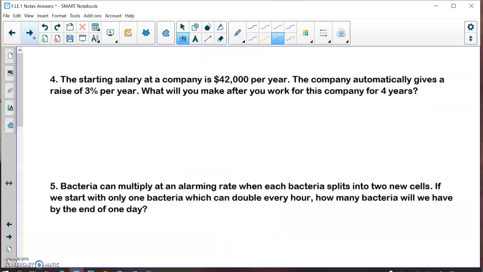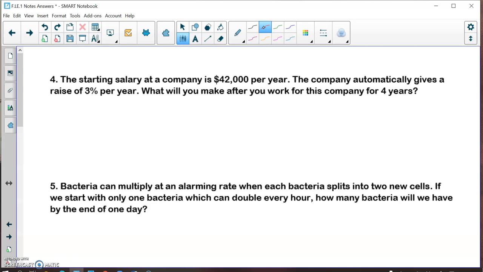All right, moving on to the next problem here. We have the starting salary of a company is $42,000 per year. The company automatically gives you a raise of 3%. What will you make after you work for this company for 4 years? Now you are more than able to do the recursive formula here if you wish. I'm going to show you with the explicit formula.